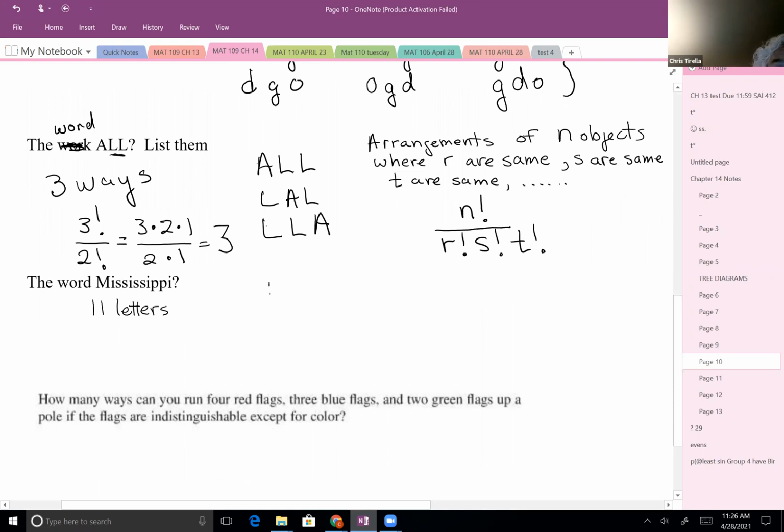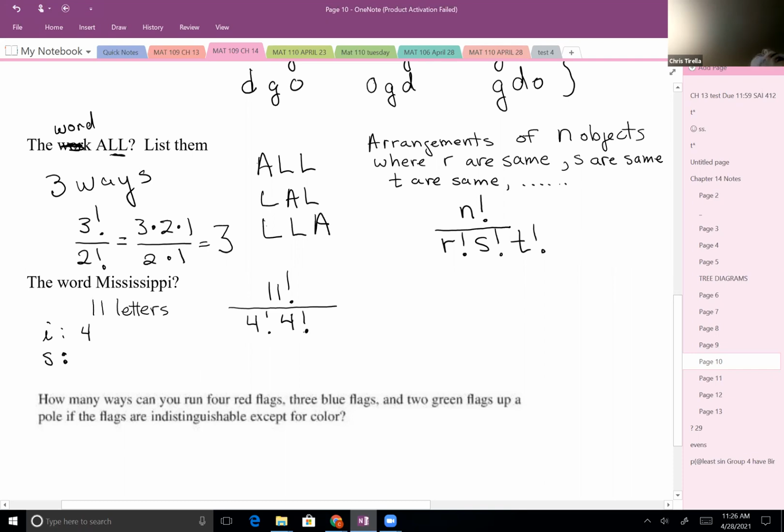And so that tells me I'm going to have 11 factorial in the numerator. Now, some letters repeat. The I's repeat. There are 4 of them, so I need a 4 factorial for the 4 I's. S's repeat. There are 4 S's, so I need another 4 factorial for the S's.